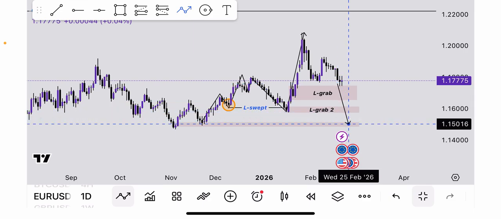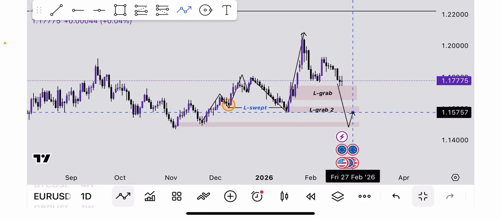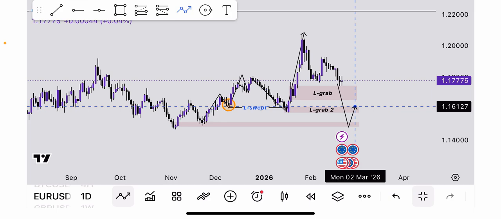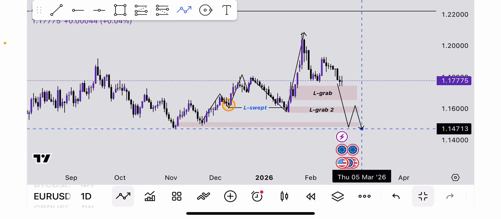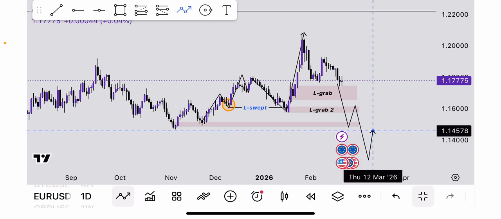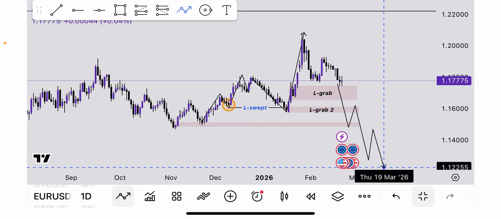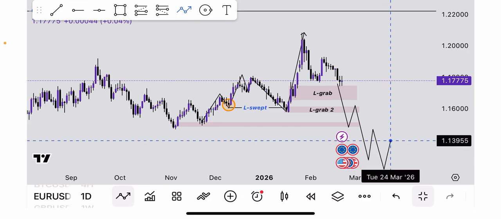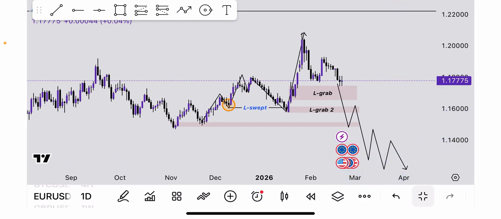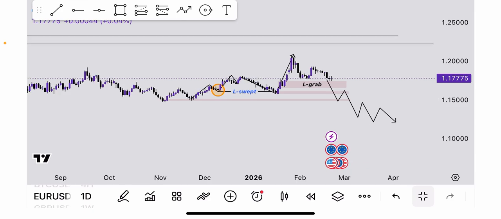The market will trade back to this second liquidity. Then we'll push way down and create a market structure: lower low, lower high. This is what it will be creating.